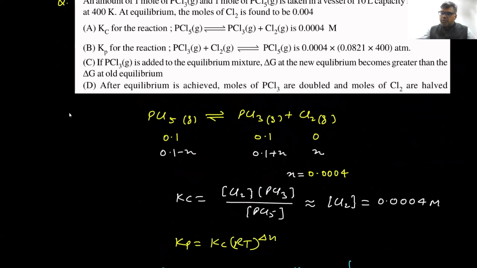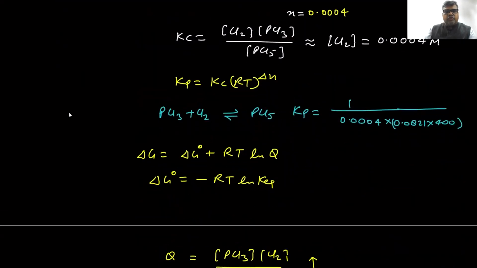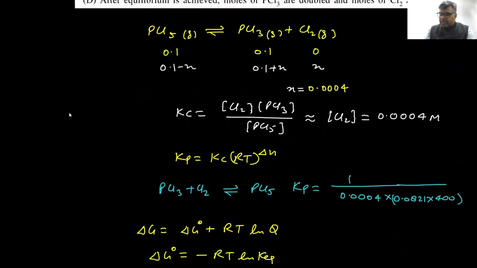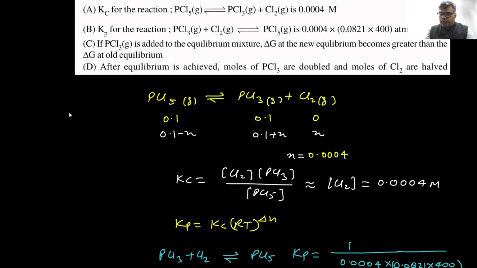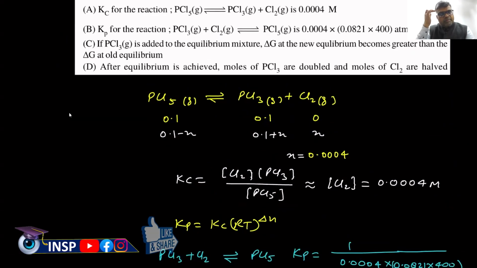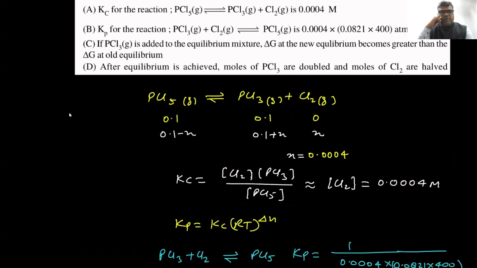It's given that delta G at the new equilibrium becomes greater than the delta G at the old equilibrium. So this is not correct, because it is delta G naught plus RT ln of K at equilibrium, and you can notice that the value of ln K will be negative, so certainly this value will be decreased. So if gaseous PCl3 is added to the equilibrium mixture, the delta G at the new equilibrium becoming greater than the delta G at the old equilibrium is not correct. Clear?